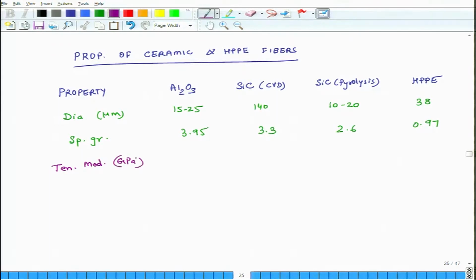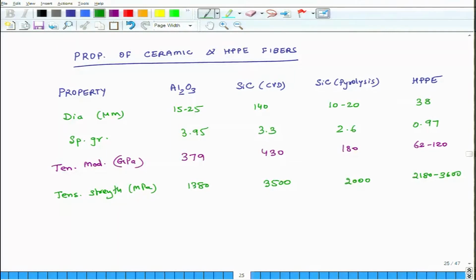in GPa. So, this is about 379, 430, 180, this is 62, 220. And then let us look at strength. This is in MPa, so 1380, 3500, 2000, and this is 2180 to 3600.